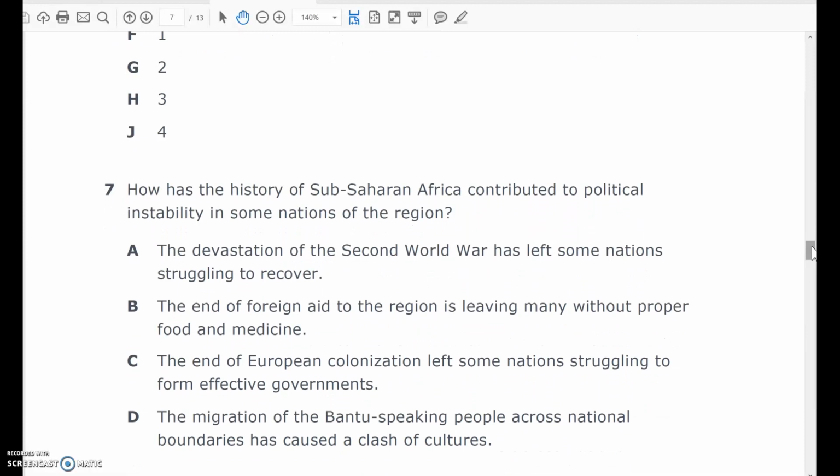Number 7. How has the history of Sub-Saharan Africa contributed to political instability in some nations of the region? A. The devastation of the Second World War has left some nations struggling to recover. B. The end of foreign aid to the region is leaving many without proper food and medicine. C. The end of European colonization left some nations struggling to form effective governments. D. The migration of the Bantu-speaking people across national boundaries has caused a clash of cultures.